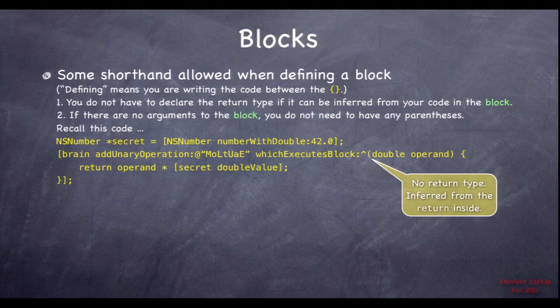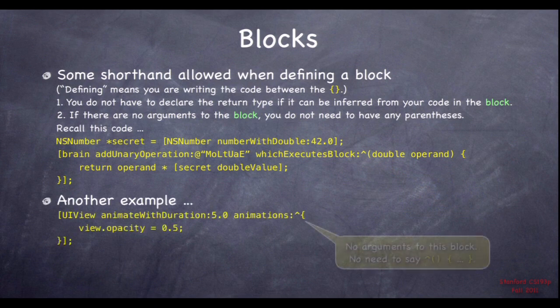The other thing, if there are no arguments to a block, then you don't need the parentheses. You don't have to have open parentheses, closed parentheses. For example, here's a UIView class method called animate with duration, and its second argument is a block of animations to do, and you can see it just says caret, curly brace. It takes no arguments, returns nothing, so it's just caret, curly brace. And we're going to see when we do multithreading that the blocks that we put on the queue to run in other threads also take no arguments and return nothing. So we just say caret, curly brace, and start putting the code we want to run in the other thread. Okay, so that's a little shorthand there.